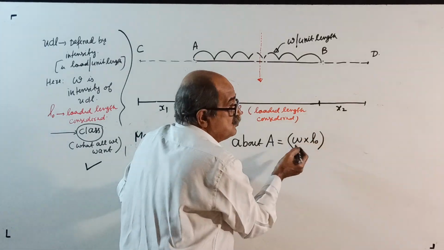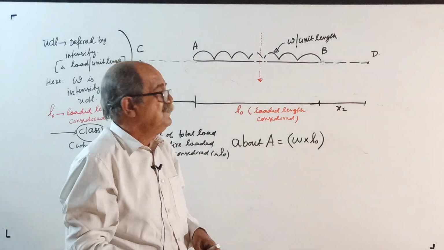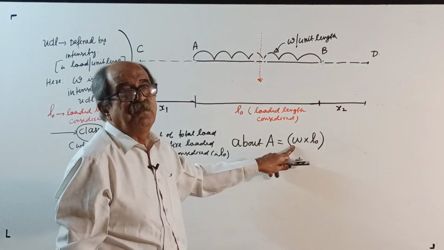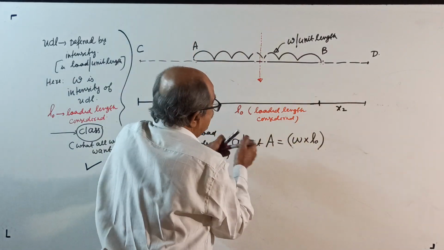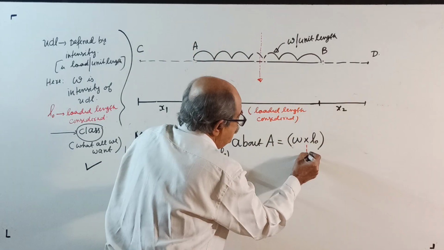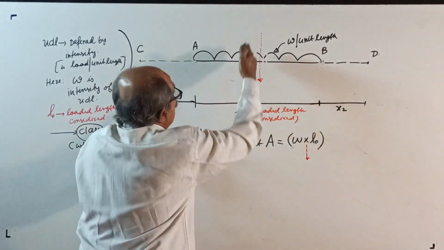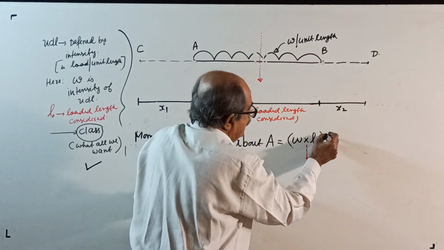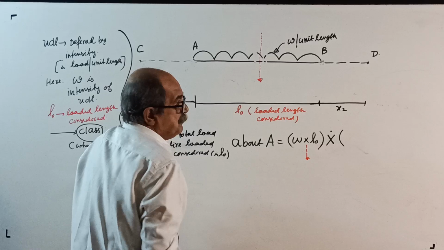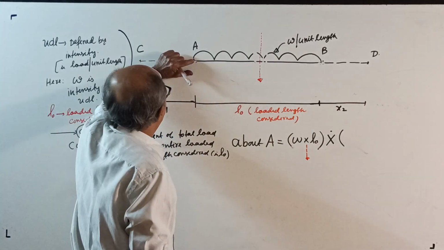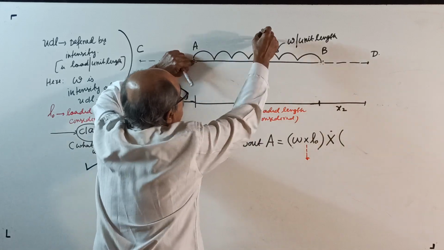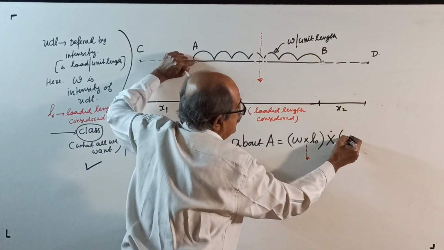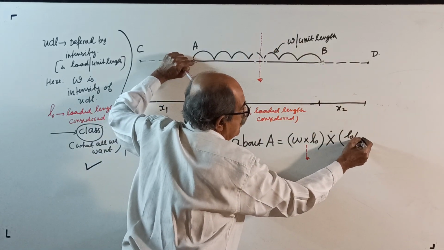See, this into is not moment into. This I am telling, intensity of load into loaded length. When you complete this one, see now, this term is over. Now, into perpendicular distance from moment about A, from A to line of action of this load is exactly L naught by 2 into L naught by 2.